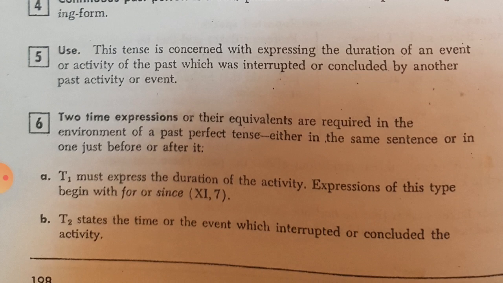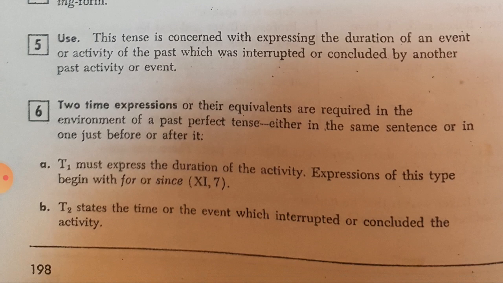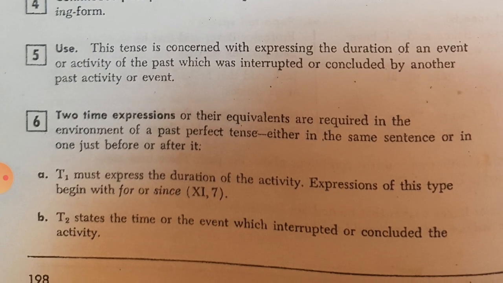Two time expressions. It means that in the past perfect continuous, you must have two time expressions in the sentence. The first one by using since or for. Do you remember them from high school? Since or for. The second one by using when as a time marker. When followed by a sentence in the past form.